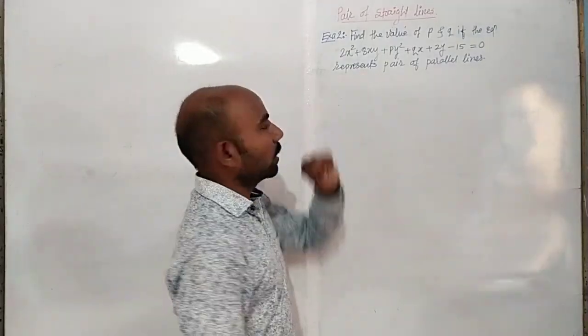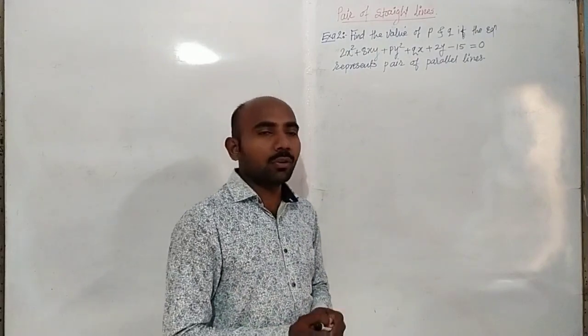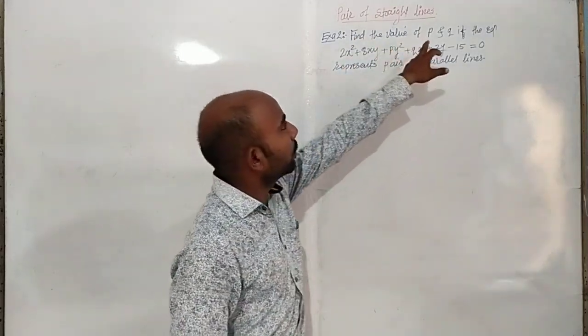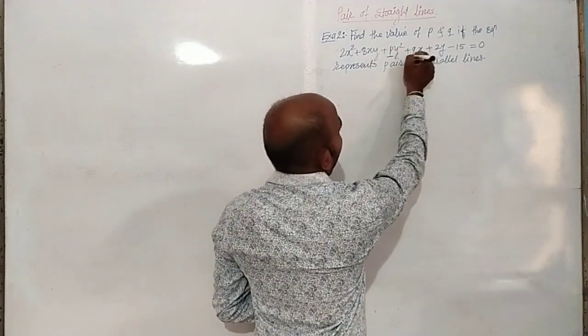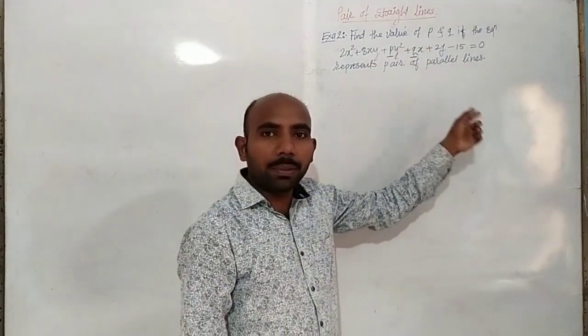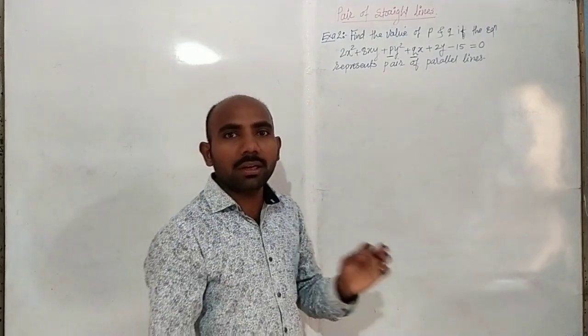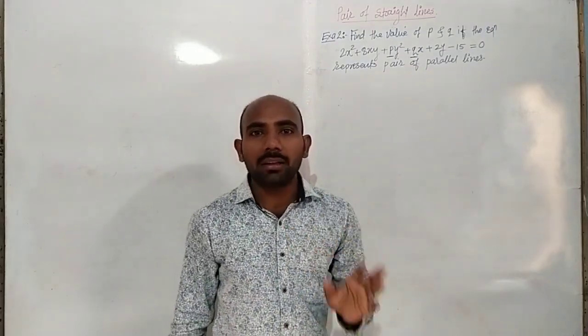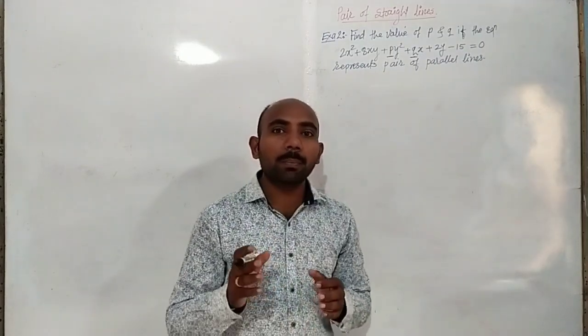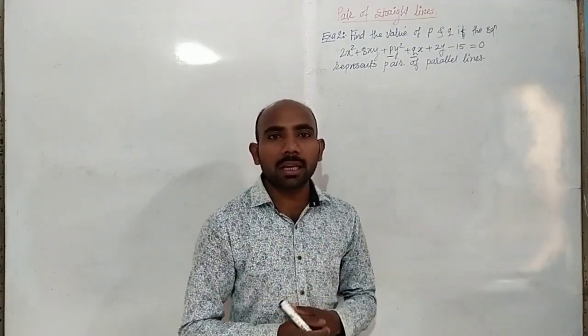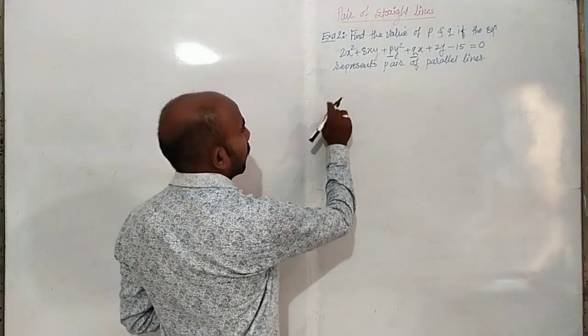So this is about the second example of the same topic. We have here: find the value of p and q, if this equation represents a pair of parallel lines. So the equation given here represents a pair of parallel lines. If it represents parallel lines, what will happen? For this, let us see the solution.